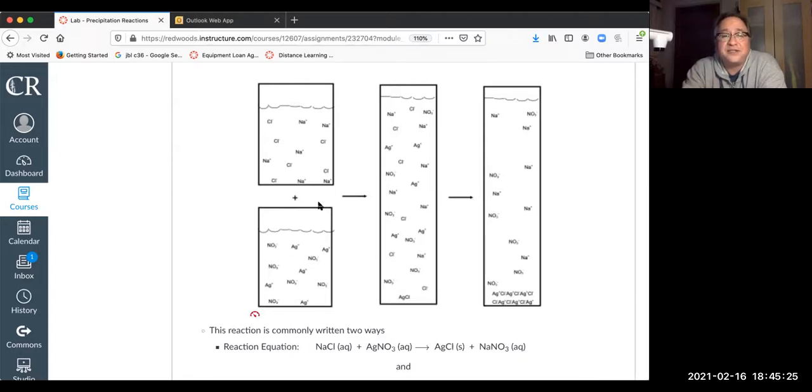Now, when I say plus and this arrow here, this image in the middle is when they just start mixing. So these ions are floating around in water. And what's going to happen is the silver ions are going to run into the chloride ions and they stick together. So on the far right, can you see all the silver ions and chloride ions at the bottom sticking together? That is a solid. And if you take a look at the nitrate ions and the sodium ions, they don't stick together. They're still dissolved.